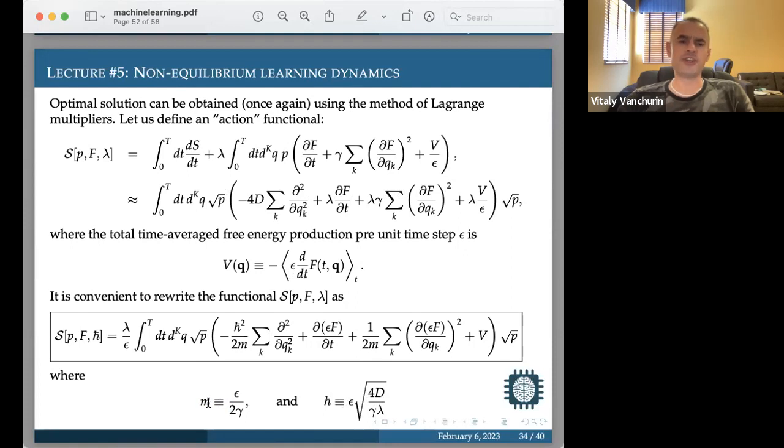This is just a definition that will be convenient later. If you do that, this action function, I'll call it action in quotation marks because it reminds you of action in physics, although it is just a functional of the two paths, two functions, p as a function of q and t, f as a function of q and t, and lambda, just a number. Are there any questions?